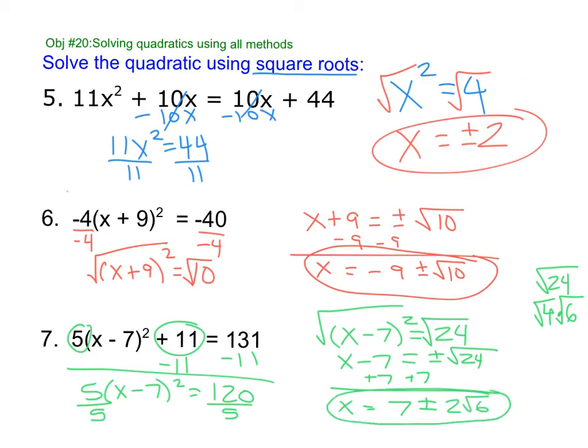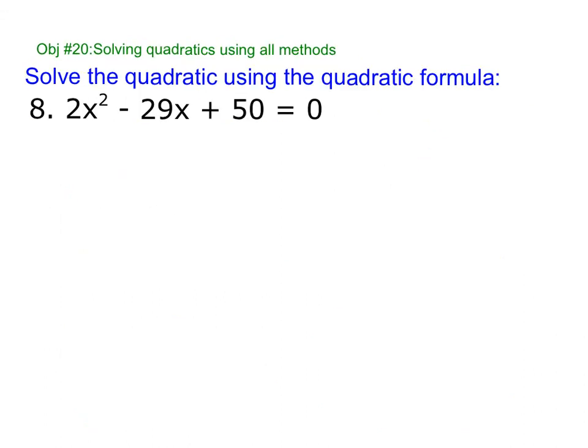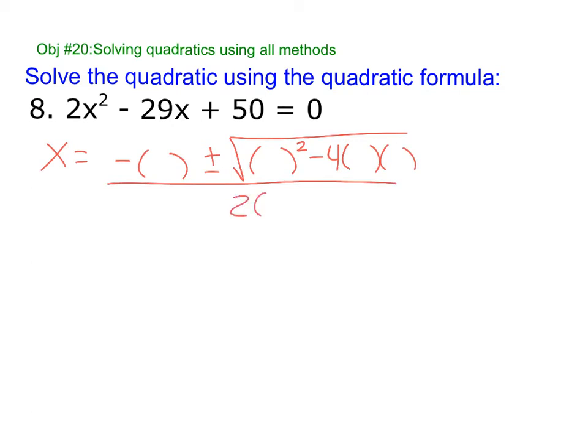Okay. So that's our review of solving using square roots. All right, so the do now was our practice with factoring. So now go through quadratic formula. Again, pause the video, go do all the things. So x equals negative b plus or minus the square root of b squared minus 4ac all over 2a.